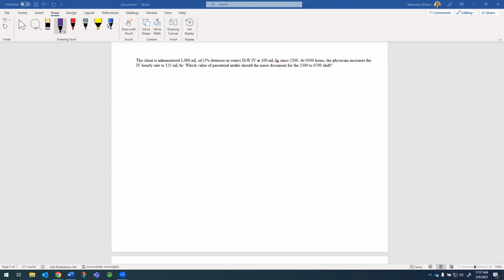Parenteral I&O, meaning parenteral intake and parenteral output. So the particular example I'm doing here is a parenteral intake. It's what the body's taken in. So we have this order here.